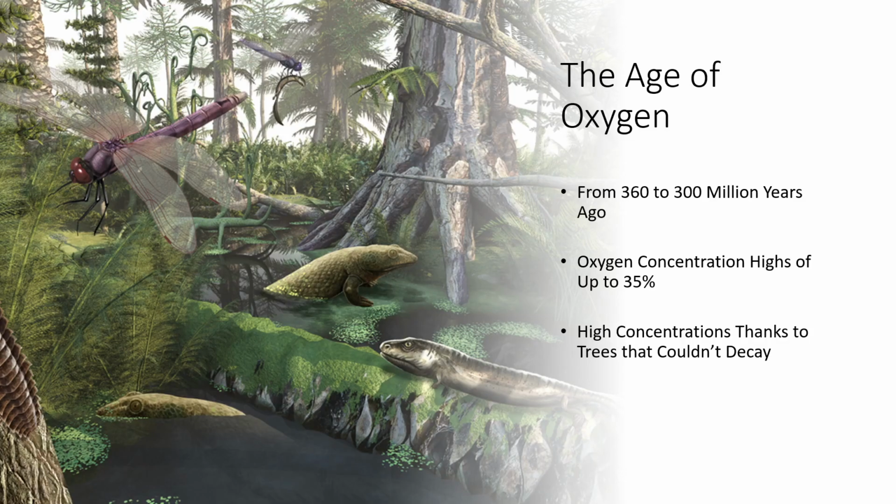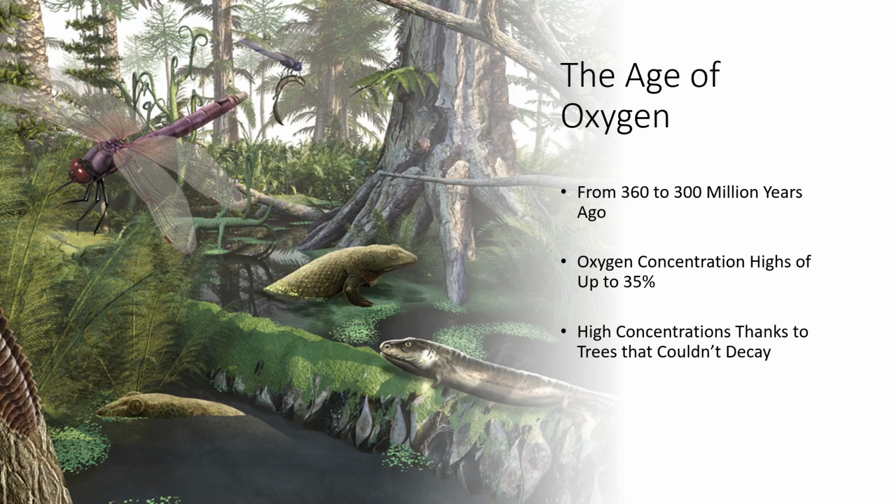So the Carboniferous period is kind of the age of oxygen. We have this massive boom in concentration of oxygen in the air. This was anywhere from 360 to 300 million years ago. And when we talk about high oxygen concentration, it gets really high. Currently, concentration of oxygen in the air is about 20%. And at its highest, the oxygen concentration during the Carboniferous was as high as 35%.